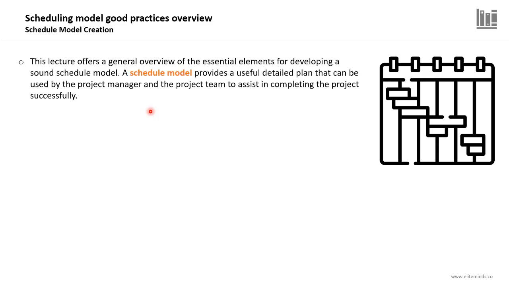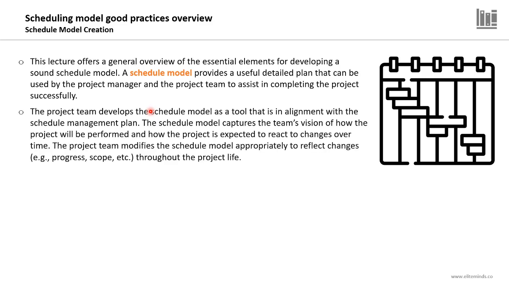So the schedule model of your project is the detailed plan that the project management team, the project manager, and even the stakeholders will use in order to complete the project activities successfully. The project team develops the schedule model as a tool that is in alignment with the schedule management plan. Definitely, the schedule model should be aligned to the approach and the tool we documented in the schedule management plan.